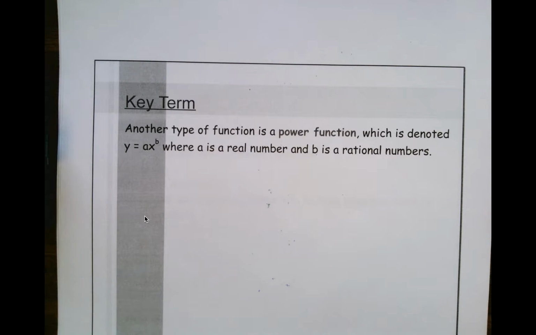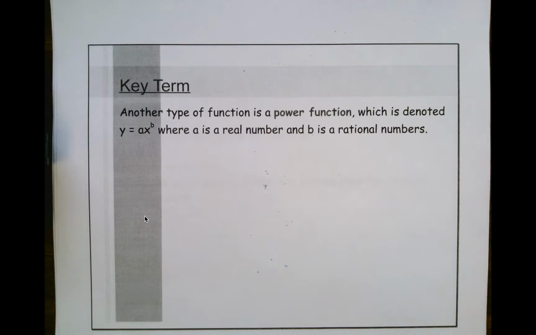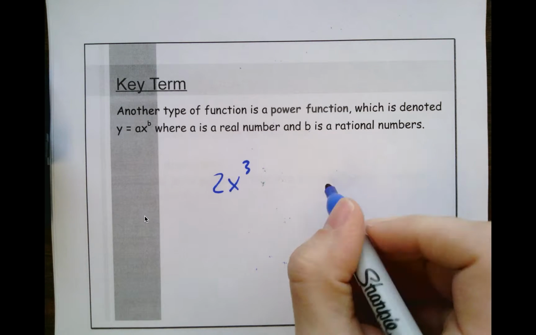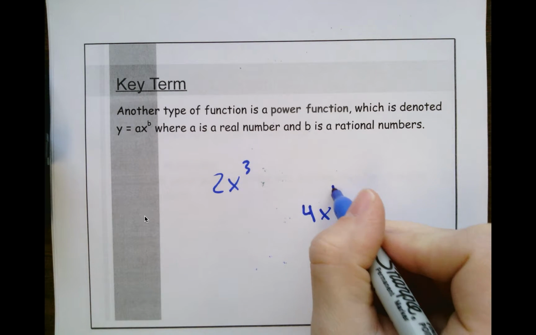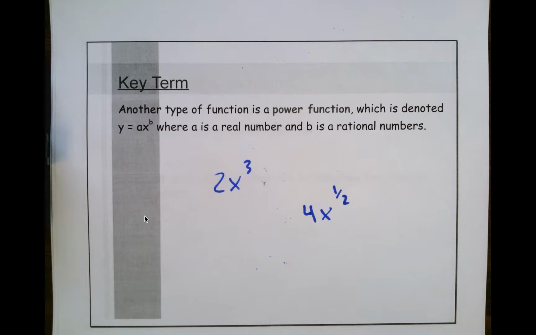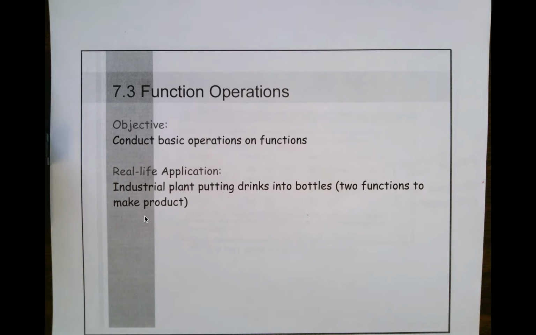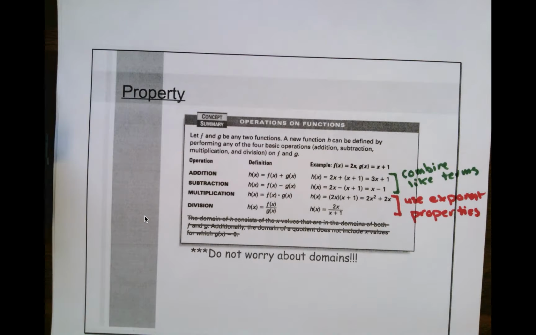So, quick note for today. What is called a power function is something denoted a constant times x raised to a power, where a is a real number and b is a rational number. So that may be something like 2x to the third, or that may be 4x to the 1/2. Rational just means it can be written as a fraction. We're not adding anything, we're not subtracting anything, it's in this format. And we're going to work a lot with those kinds of functions today. So that's called a power function.